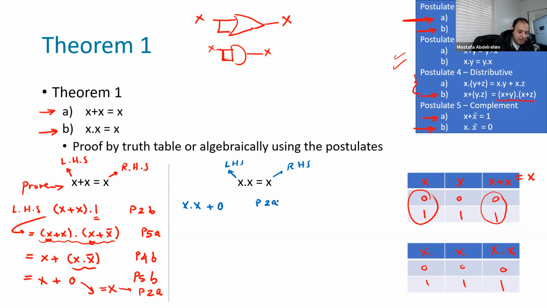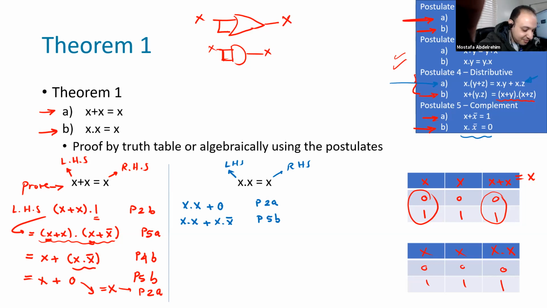Okay. And if we look at postulate 5b, 0 is actually x and x bar. So this is equal to x and x, again no change, or x and x bar. This is postulate 5b. Very nice. Then we look at the distributive law. We have here something similar to postulate 4a, the right-hand side, which is x dot y or x and z.